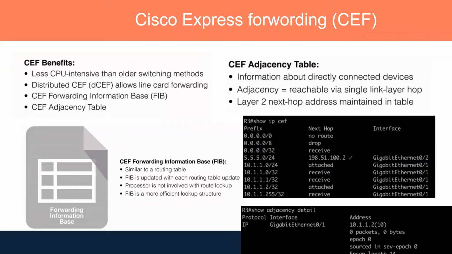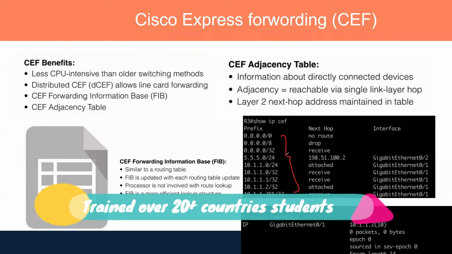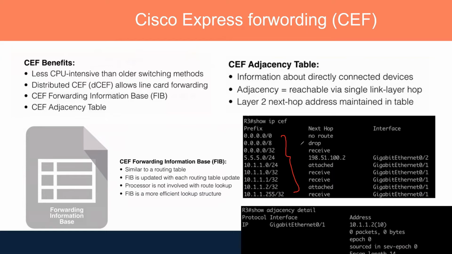So you can see here, these are the routes it is learning, different types of routes. Where is it learning from, and what is the next hop? The next hop you can see here: the next hop is directly attached, or the next hop is received from somewhere, or the next hop has some IP. And this is the adjacency table. You can see this is the adjacency router. So there is one router connected, which is sending all these kinds of destinations.